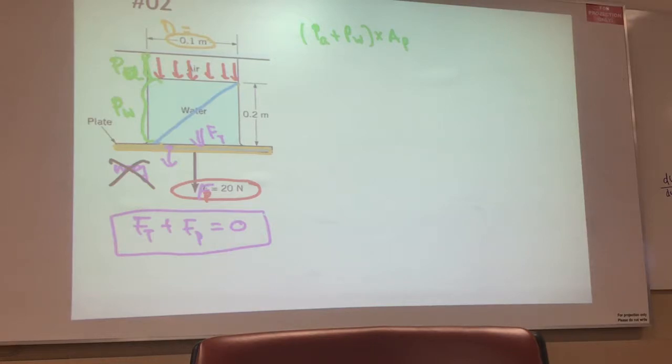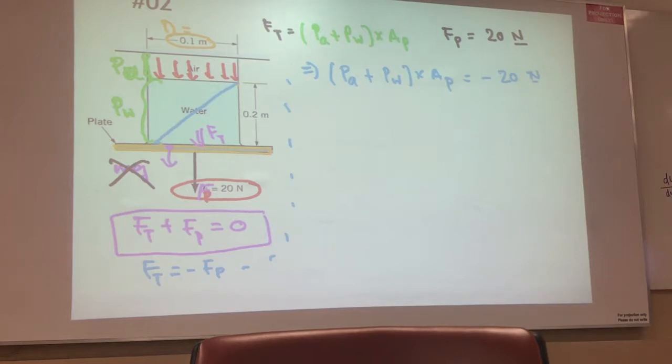So Ft is equivalent to the total force that acts on the water and air, and Fp is equivalent to 20 Newton. So what can I write? From here, Ft becomes minus Fp. Then Ft becomes the pressure of air plus pressure of water, times the area of the piston. This is minus 20, in Newton, right?